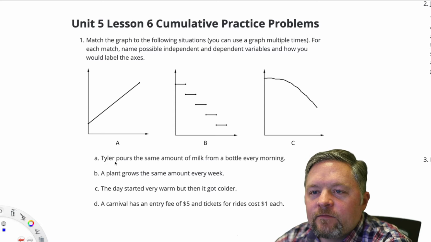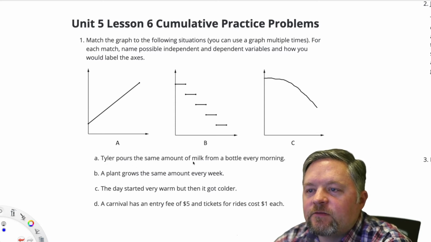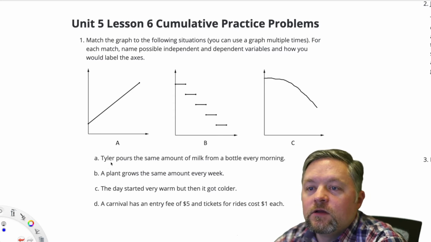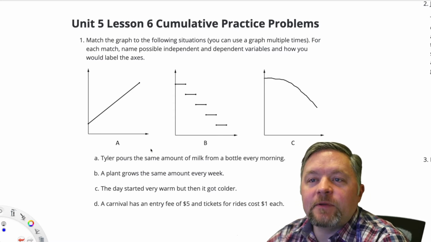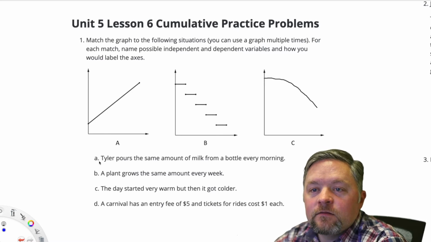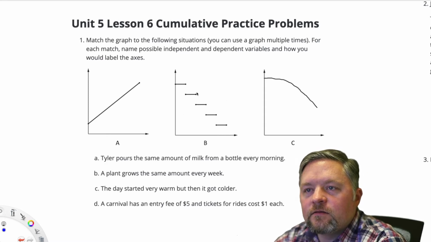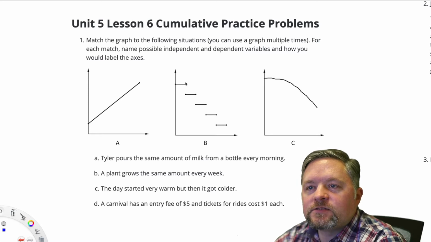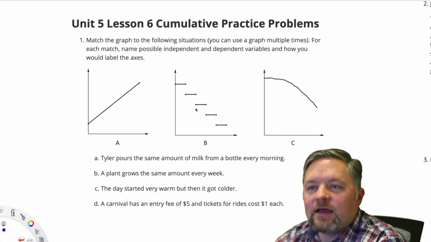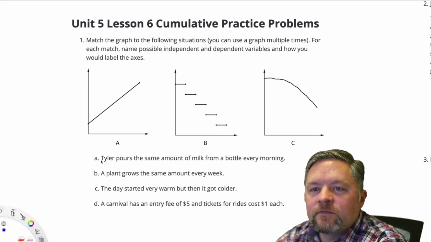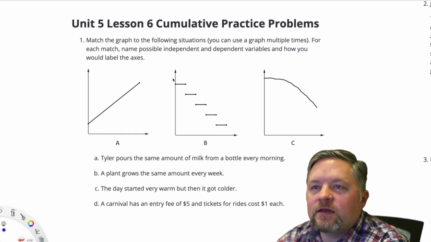So A, Tyler pours the same amount of milk from a bottle every morning. So it's only happening once a day, which makes me think that goes with B. This much milk, he pours some out that morning, the amount stays the same all day. Next morning he pours out some more milk, it goes down. So A goes with B.